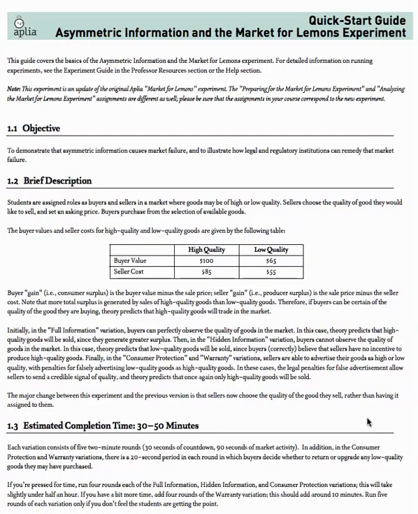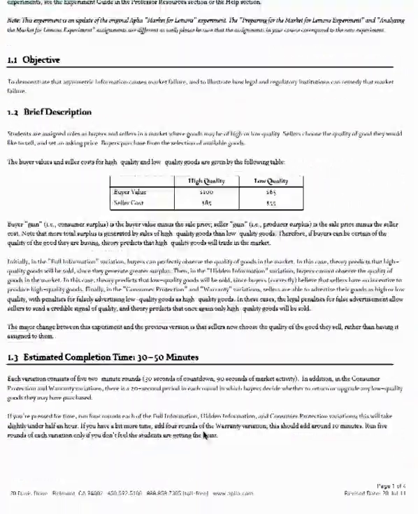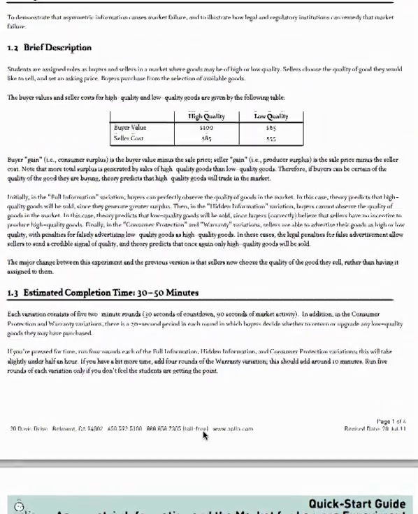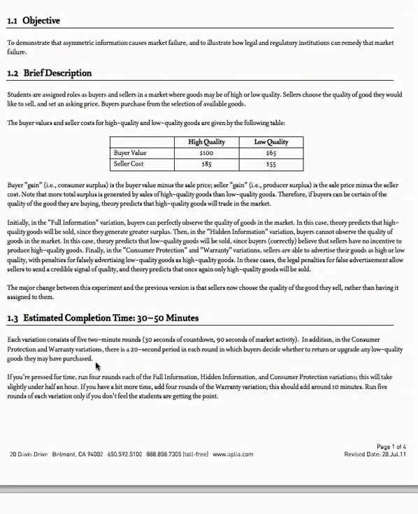Now in this case, I can tell you with all honesty, the estimated time of completion is likely to be a lot longer than the 30 or 45 minutes that we spent last time. I know it says 30 to 50 minutes here, but it could go as long as an hour. I'm going to try to be as efficient as I possibly can. But I want to just give you a breakdown as to how things are going to work out. Each variation is going to consist of 5 two-minute rounds, 30 seconds of countdown, 90 seconds of market activity.